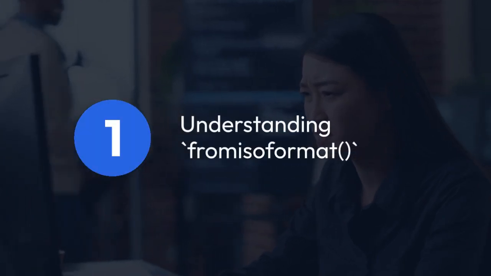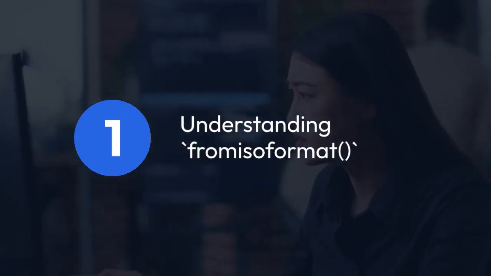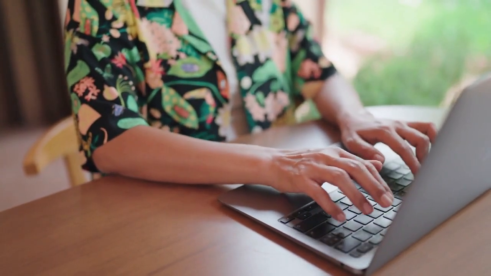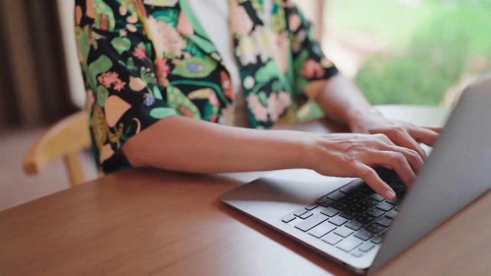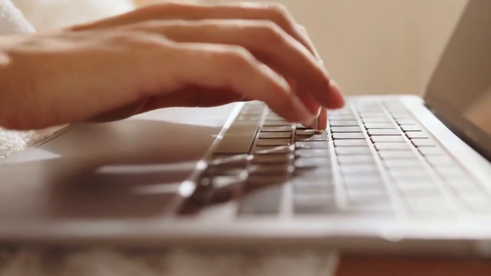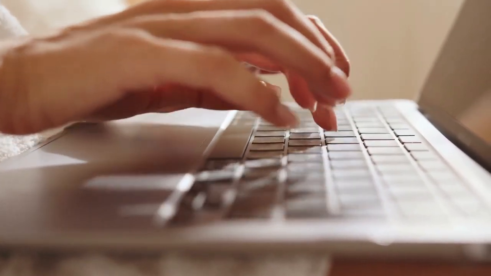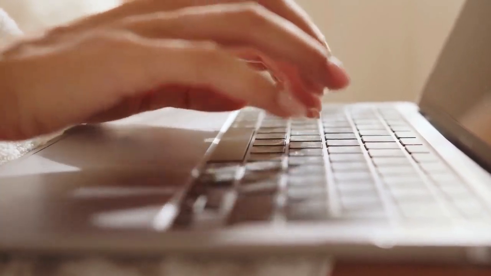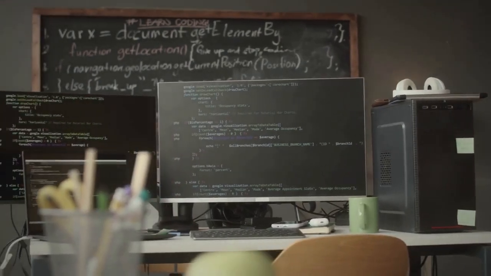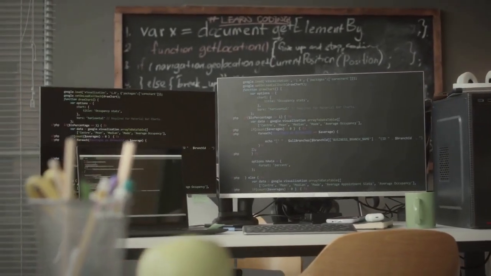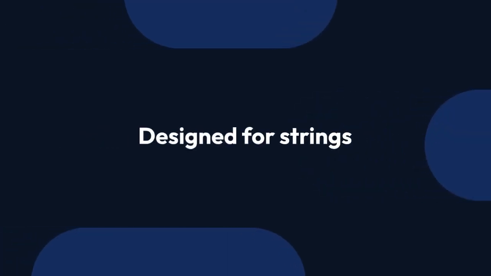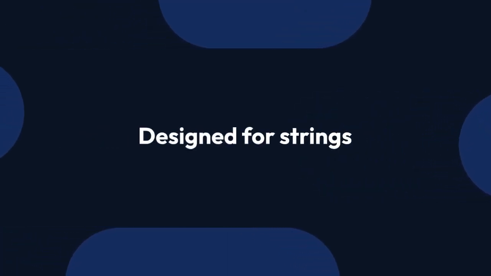1. Understanding fromisoformat. The fromisoformat method is a handy tool for converting a date and/or time string in ISO 8601 format, like 20241027T030000, or October 27, 2024, into a datetime object. This makes it easy to work with dates and times that you might receive from a database, an API, or a file. It's designed specifically for strings formatted according to this standard.